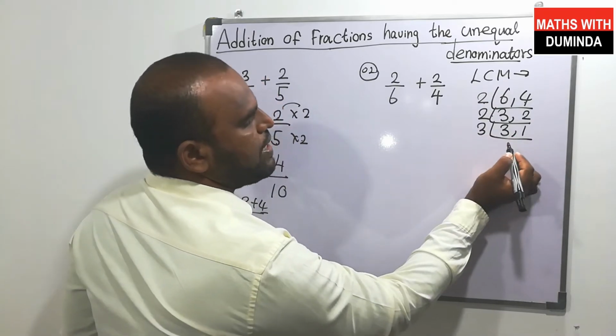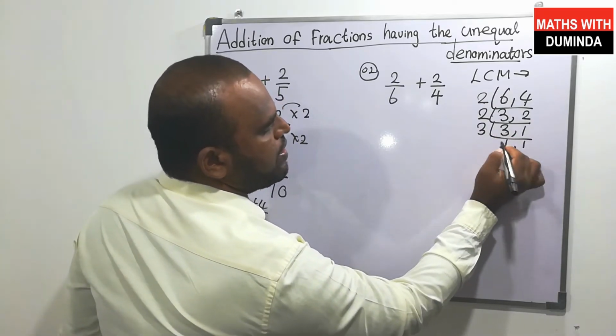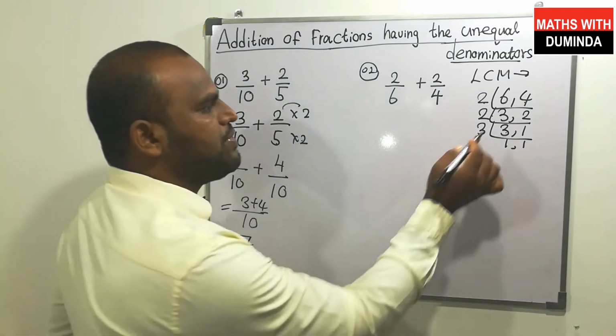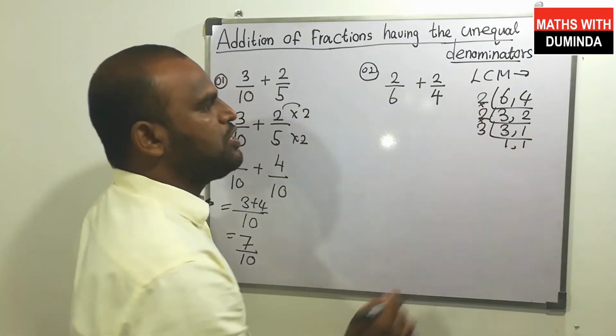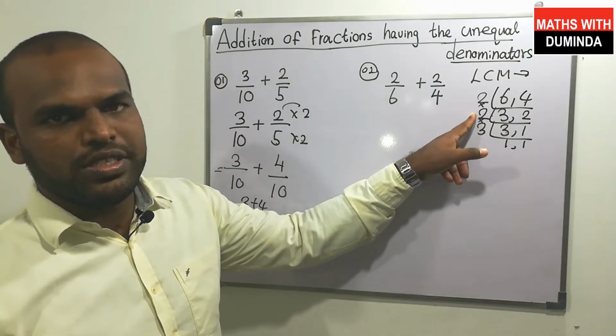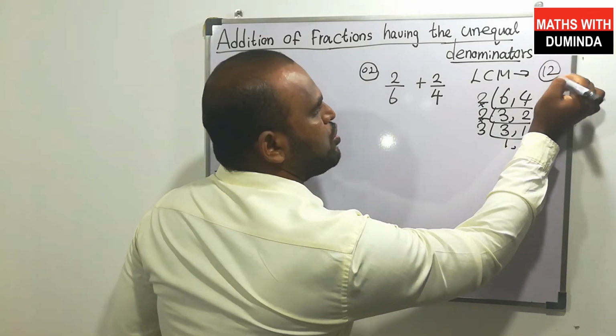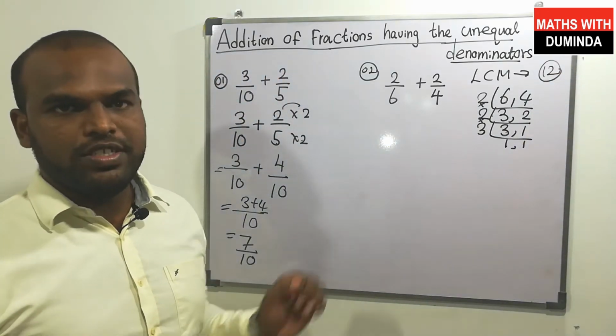And again divide by 3. 3 divided by 3 is 1 and 1. Remember, you need to divide until you reach 1 here. Afterwards, multiply these digits together. 3 multiplied by 2 is 6 and 6 multiplied by 2 is 12. So our LCM is 12, which is going to be our common denominator as well.